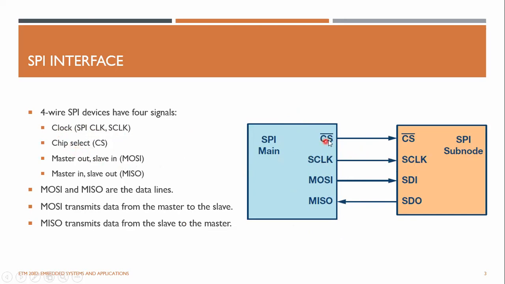Chip select, CS bar, is used to select this subnode, which means initially there is no communication. If you want to select this particular subnode, you have to set this line to low, and then you can select this subnode. And MOSI is master out slave in, which means the master sends data to the slave from this line. And MISO is master in slave out, which means the slave sends data to the master from this line.